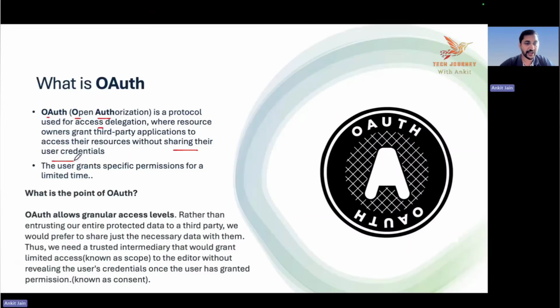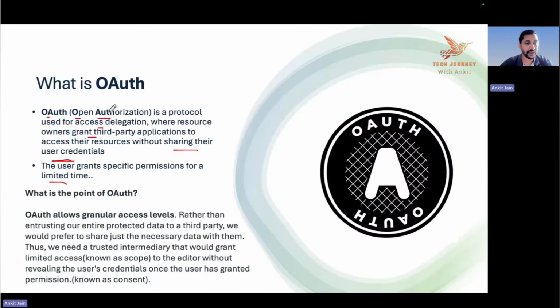Similar kind of concept whenever you have to access delegation, where the resource owners grant third-party applications access to their resources without sharing their user credentials. So the key reason why we go for OAuth here is we want to avoid sharing of the user credentials. That is the whole reason we go for OAuth. And I will take one scenario so that you will understand why you should not share your credentials every time. The user grants specific permissions for a limited time.